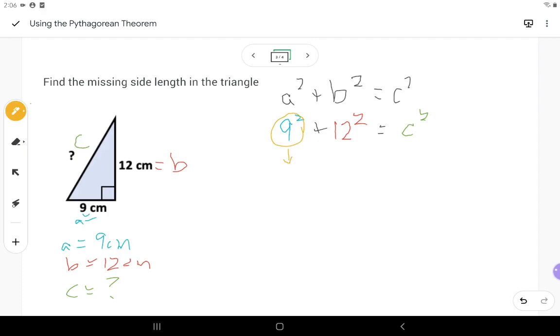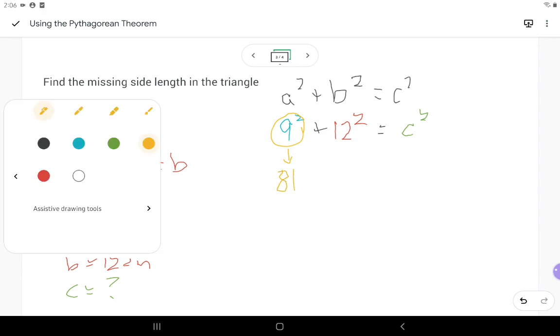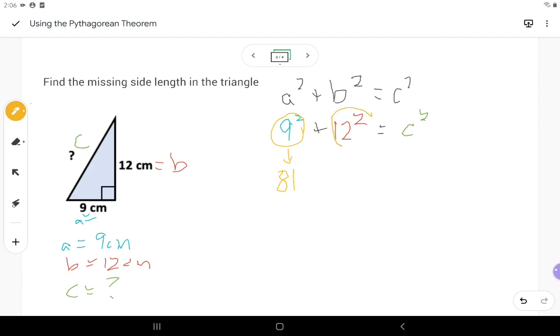9 squared means 9 times 9, and that gives me 81. 12 squared means 12 times 12, and that gives me 144. Then I'm going to add the area of those two squares together. 81 plus 144 is 225. So 225 is c squared.